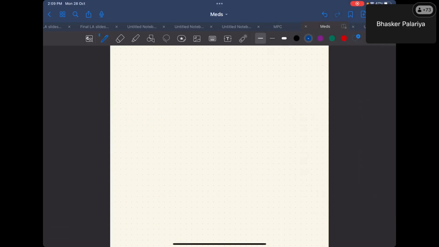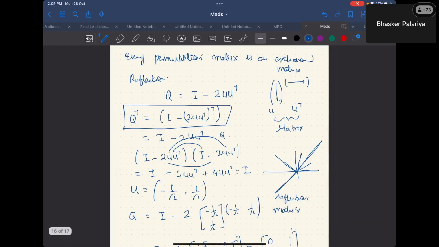Yes, please ask questions. Sir, how are we taking this u value in the previous example? U can be any vector. It will just give you a reflection of something. So you can also take u as 1, 0. Any arbitrary vector can be used, like a reflection.